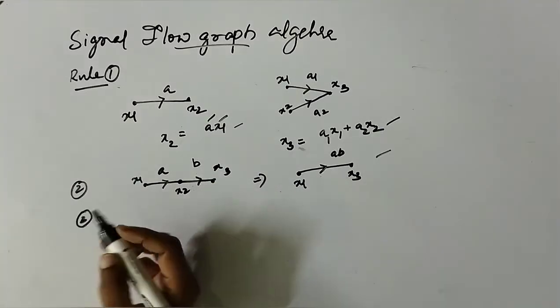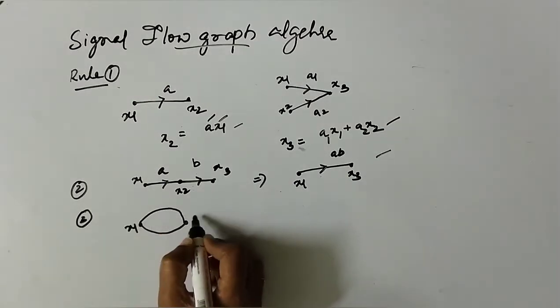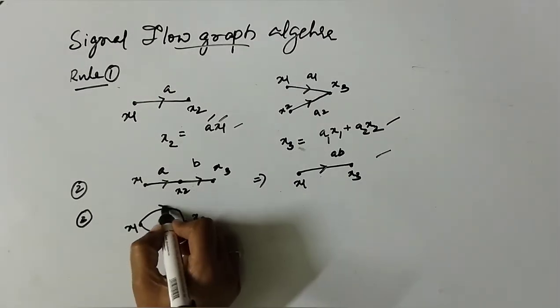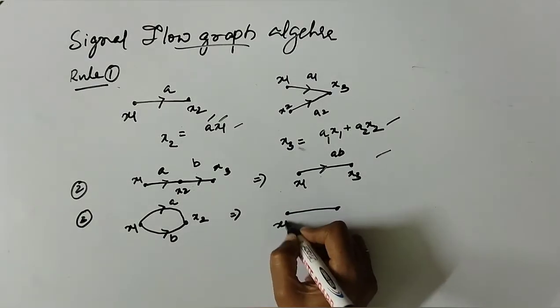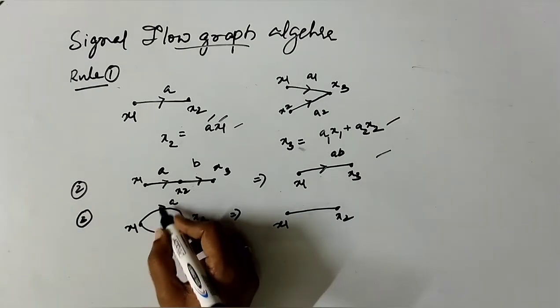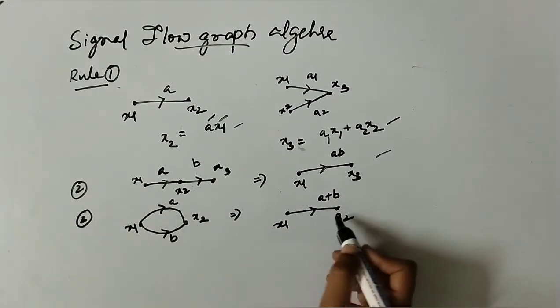The third rule, when you have parallel branches, say x1 is a node, x2 is a node, with gains A and B from x1 to x2. This can be combined into one branch, and the gain would be A plus B.